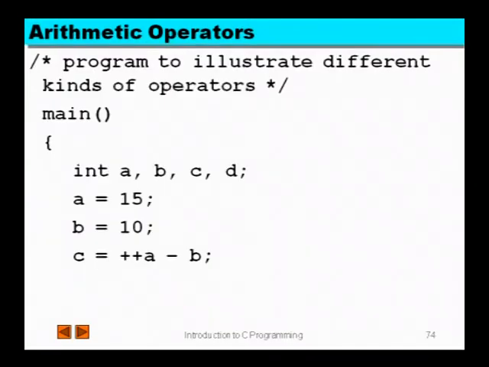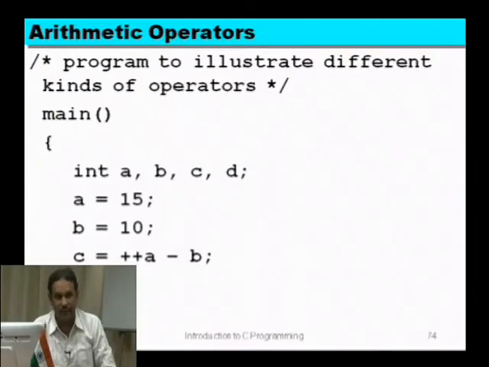Next we shall see one example of how the arithmetic operators are evaluated. Program to illustrate different kinds of operators. We have different variables a, b, c and d. We have assigned a is equal to 15, b is equal to 10, c is equal to plus plus a minus b. What is that plus plus a? It is an increment operator, and here it is a prefix increment.